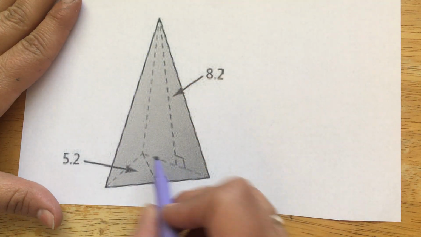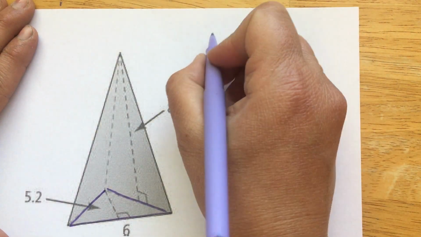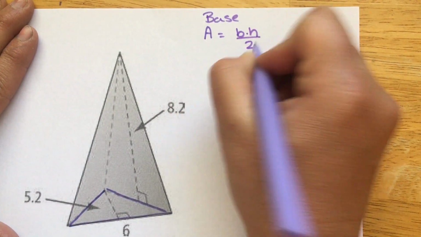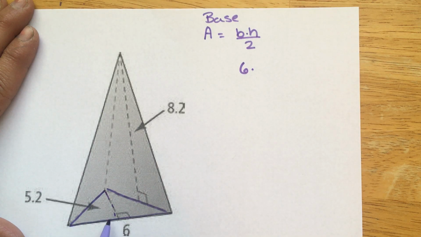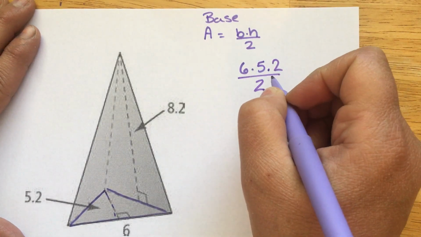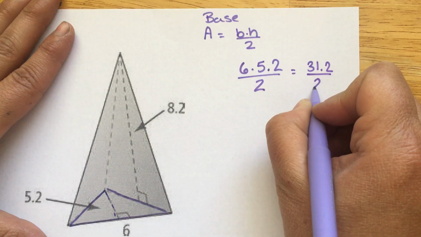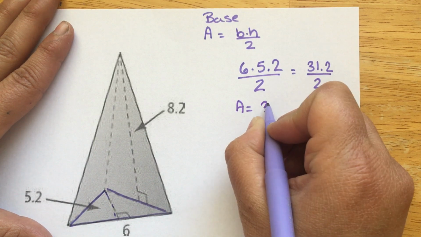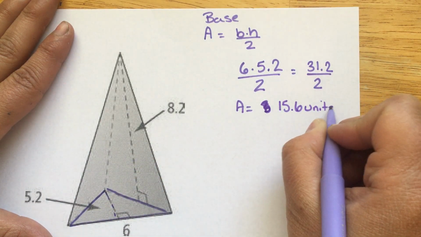Okay, so when I'm taking a look at this, again, the base is what I'm interested in first. So what do I know? I'm looking for the area of the base, and that is area is equal to the base times the height divided by 2. So it is 6 times the height, in this particular instance 5.2, and I'm going to divide that by 2. When I multiply 6 times 5.2, I'm going to get 31.2, and I'm going to divide that by 2, and I get the area of the base of this pyramid as 15.6, and they don't tell me the units, so I'm going to say units squared.